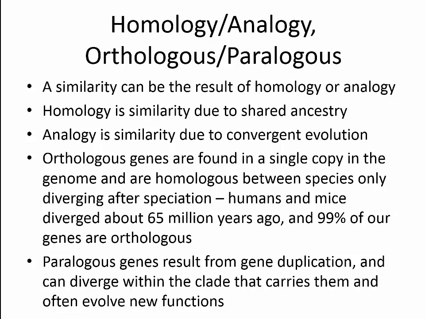Orthologous genes are found in a single copy in the genome and are homologous between species, only diverging after speciation. Humans and mice diverged about 65 million years ago, and 99% of our genes are orthologous, so they're the same. Paralogous genes are a result from gene duplication and can diverge within the clade that carries them and often evolve new functions.